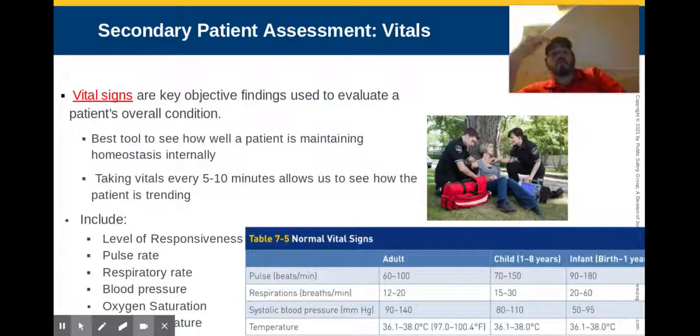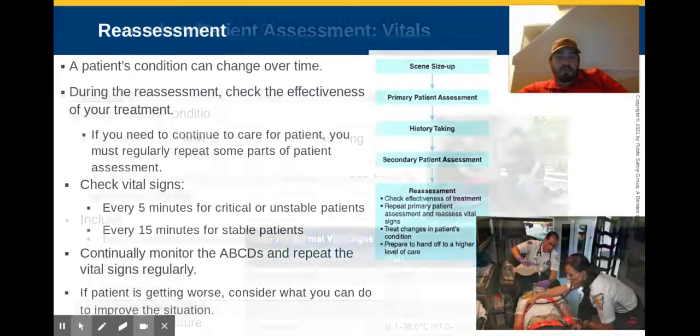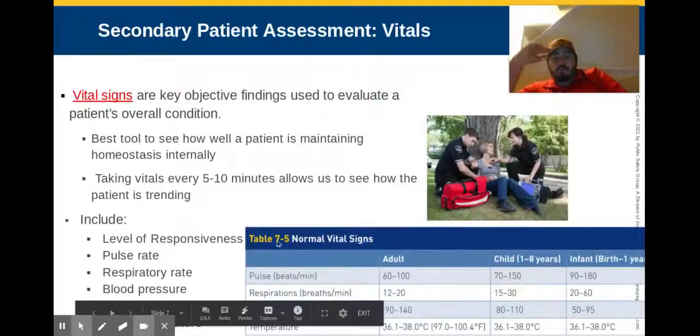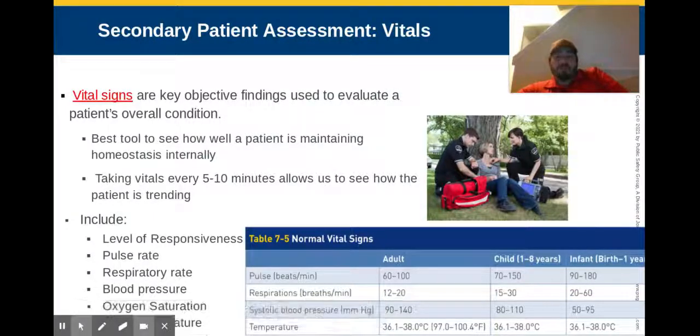All right. So for a real critical patient, we want to take them every 5 minutes. For a patient that's stable, we're going to do every 10 to 15. And what are our vital signs? They are level of responsiveness, our pulse rate or heart rate, our respiratory rate, how much we're breathing, our blood pressure, oxygen saturation, so how much oxygen is in your red blood cells, and that's cut off there, but it says temperature. Especially right now with COVID, that's a huge vital sign we want to monitor.